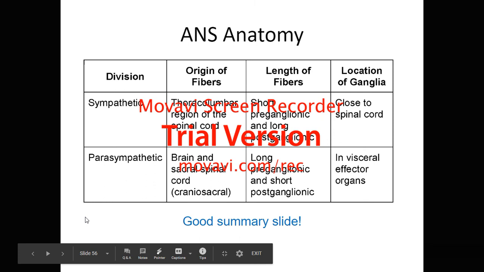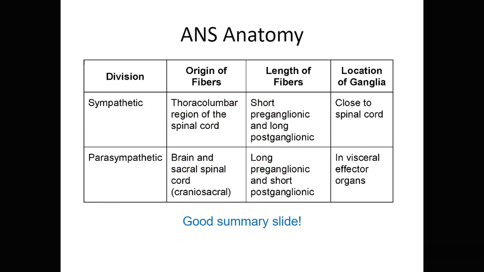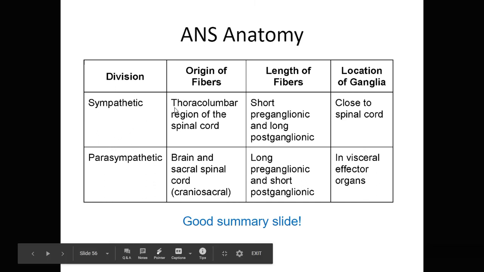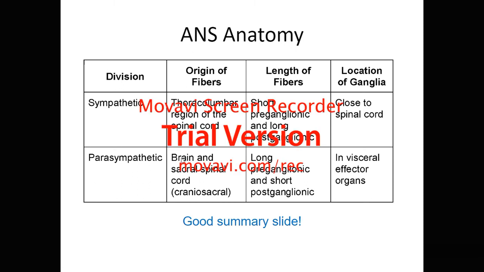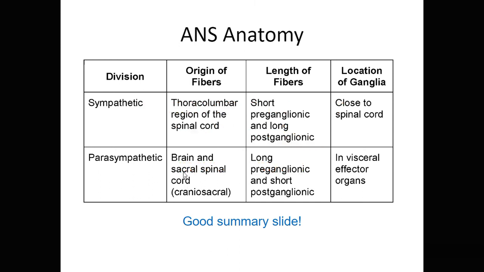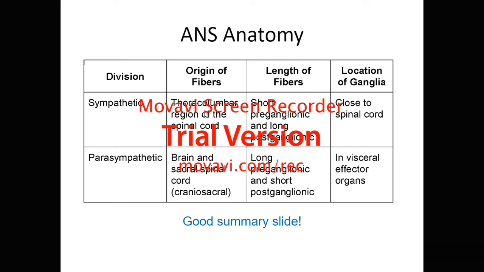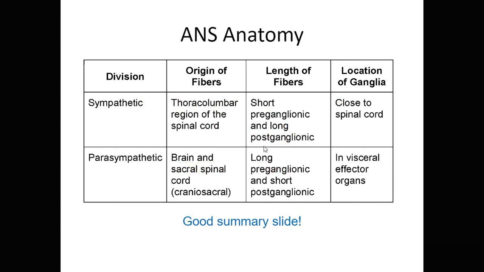All right, so here's a summary table. You have your two divisions, sympathetic and parasympathetic. Origin of the fibers for the parasympathetic, remember, brain and sacral spinal cord, so the craniosacral region. For the sympathetic, it's the thoracolumbar region. And then the length of the fibers for the parasympathetic, they're long preganglionic and short postganglionic.